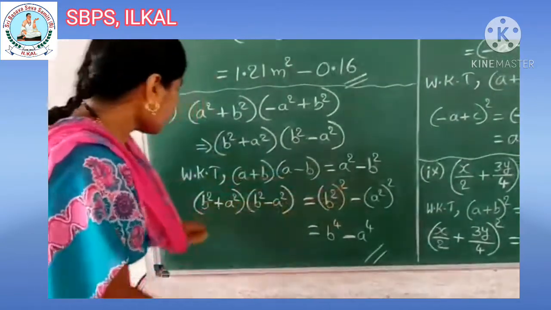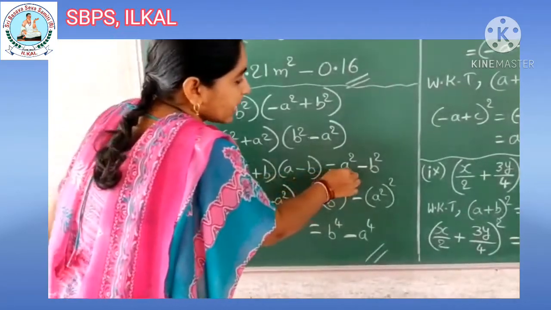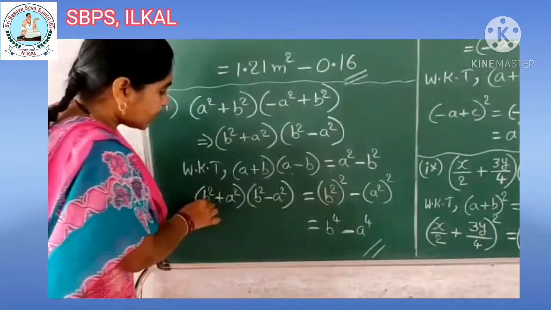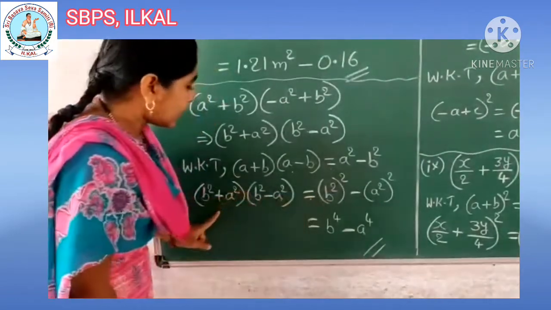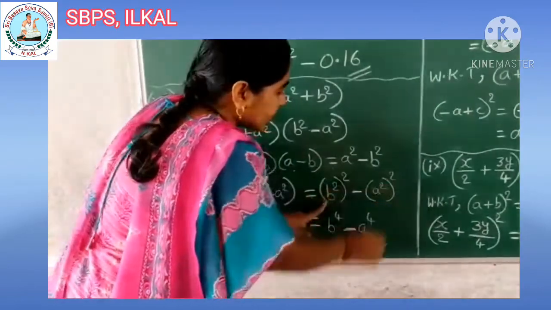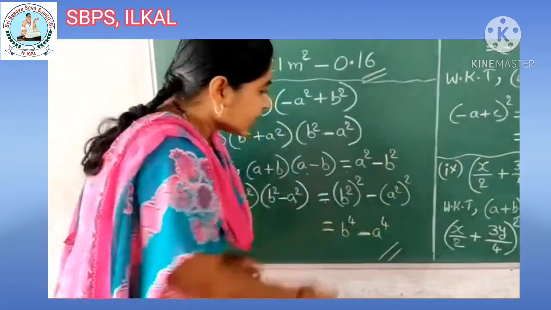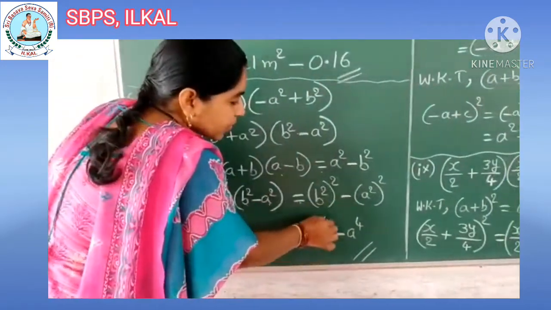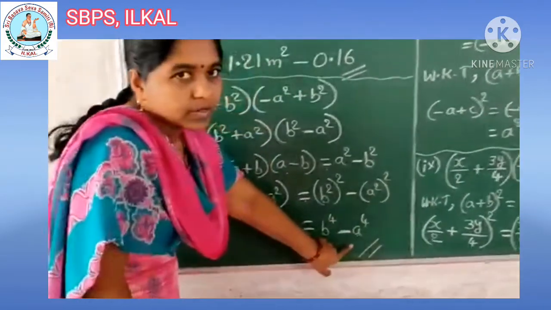Is it? We know that a plus b into a minus b is equal to a square minus b square. B square plus a square into b square minus a square is equal to, means a plus b into a minus b is equal to a square minus b square. Here a is b square, b is a square. Okay. B square whole square is b to the power 4 minus a square whole square is a to the power 4. Okay.